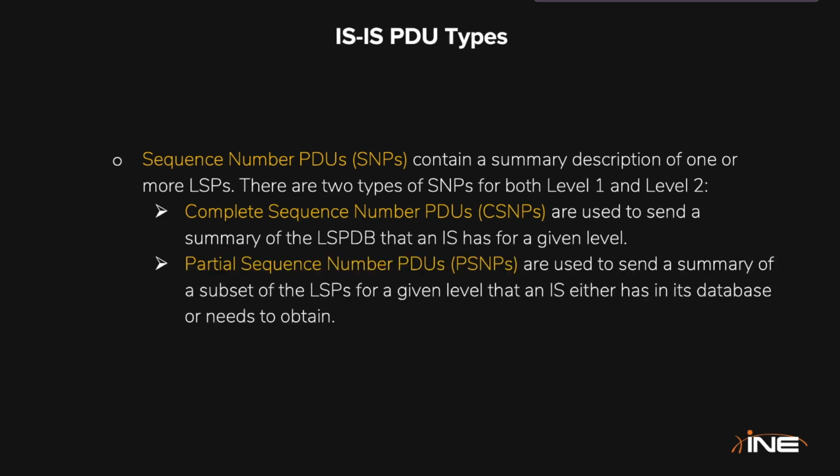Then there's a partial sequence number PDUs. These are used to send a summary of a subset of LSPs for a given level that a router either has in its database or needs to obtain. Something similar to OSPF. In OSPF, if you remember, there was something called LSR, link state request, where if you are missing something, you send a link state request, and then you receive a link state update from your neighbor about a specific route. Similarly here, if you are missing something or if you need something, you would send a partial sequence number PDU saying, hey, I am missing this route, and then the neighbor would send you that specific route.